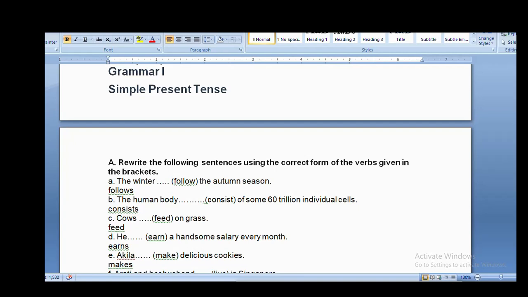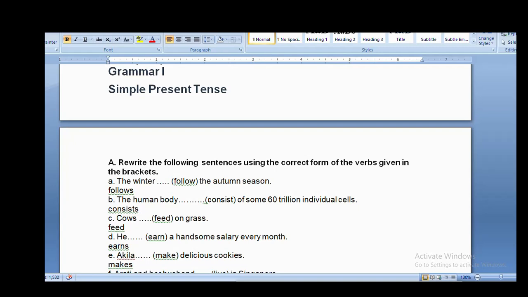So as you know, the subject can be singular and plural, and verbs also. Verb 1 is always plural and verb 5 is always singular. So if the subject is singular, you should use verb 5, and if the subject is plural, you should use plural verb, that means verb 1.